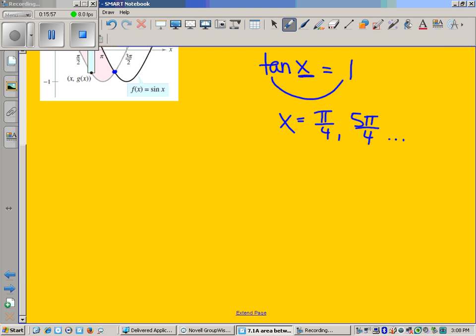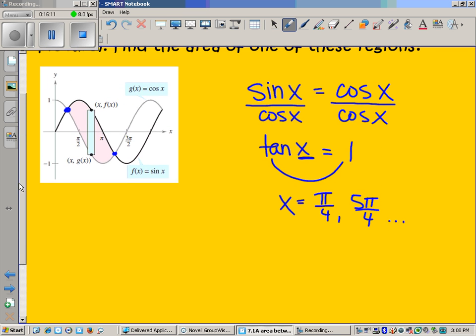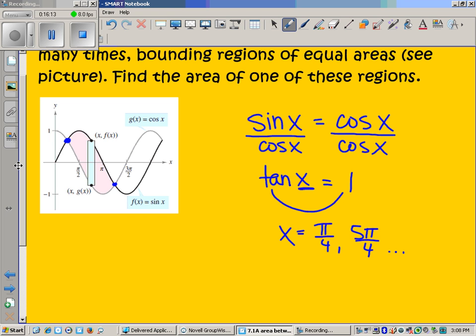Okay, so I'm going to integrate now. Those are my limits of integration, from pi over 4 to 5 pi over 4. But now I need to figure out who's the bigger function in that interval. Okay, so in that interval, pi over 4 to 5 pi over 4, if we try to plug in values, think of your unit circle, who's going to be the greater value, sine or cosine?